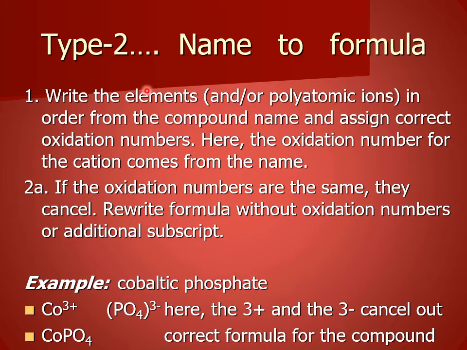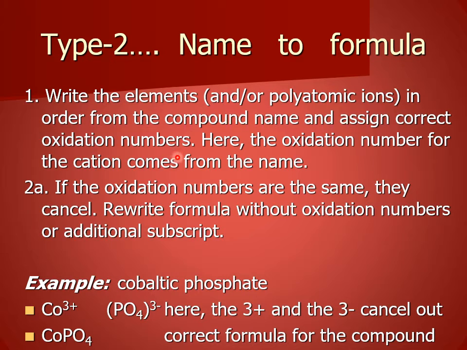So here is again where I would ask you to be writing these notes down so you have them. So what are you going to do? Well, you will write the elements and/or polyatomic ions in order from the name, and then you will automatically assign them their oxidation numbers. Think about if you had that ion chart memorized, how quickly that would go. If you have to look everything up, you're going to take three times longer than anybody else. And so it's just a matter of speed, right?